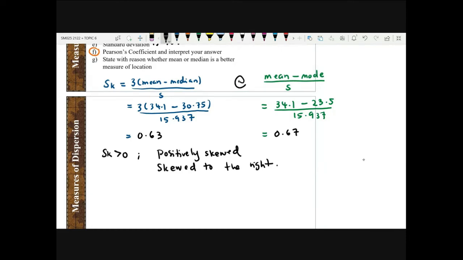Gitu. Sebab data kita lebih cenderung skewed to the right side. Skewed to the positively side. Positively skewed or skewed to the right. That is for interpretation. Itu sahaja komen dia.